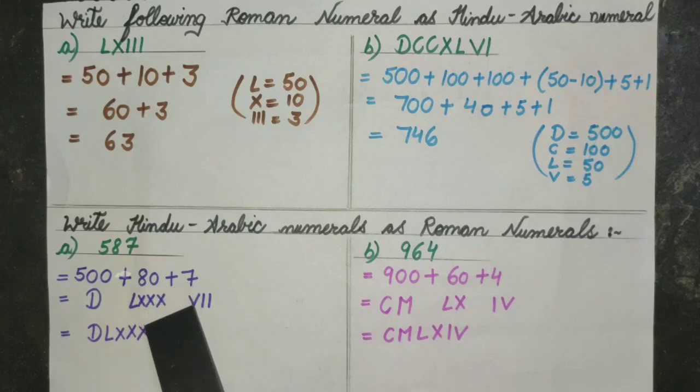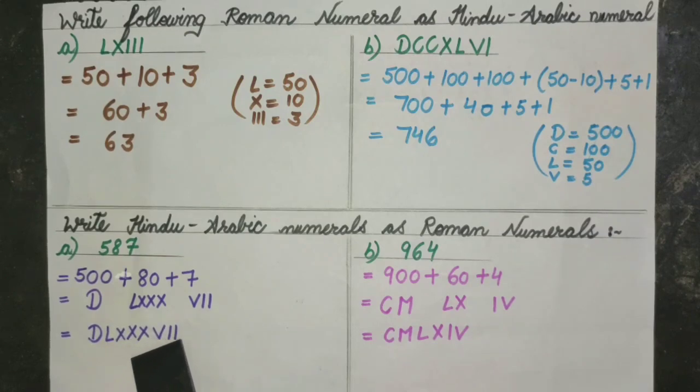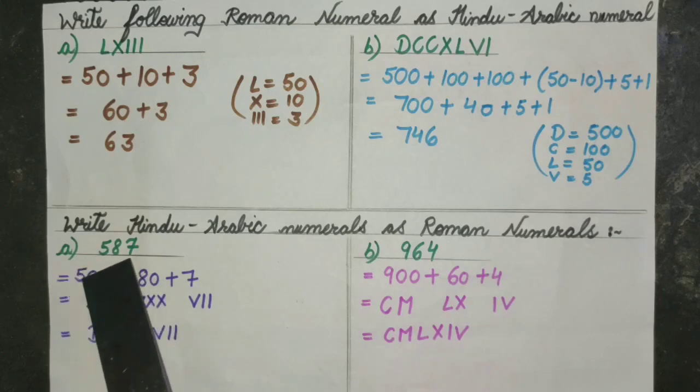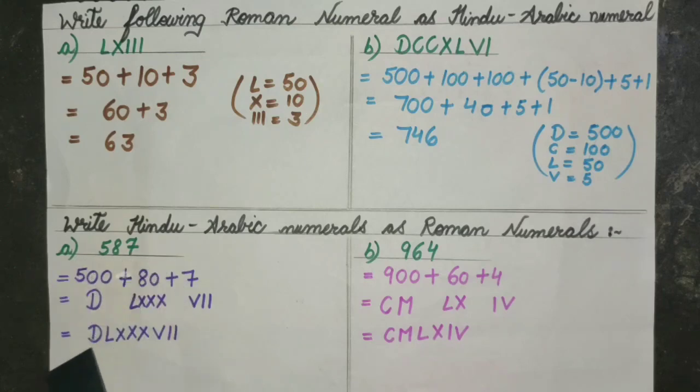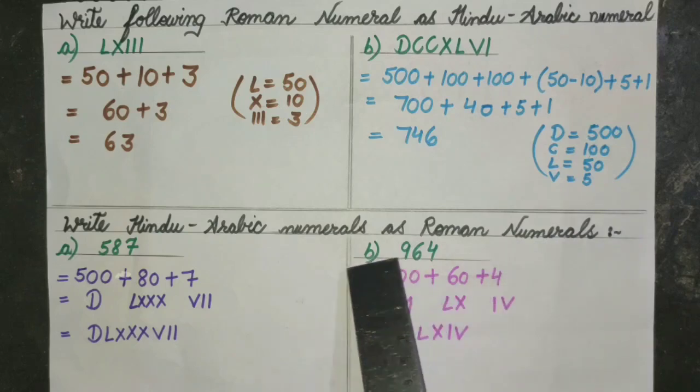And 7 will be written as VII. So collectively, when we join all these letters, it will be D L X X X V I I. It means 587 will be written as DLXXXVII in the Roman numerals. Clear? Let's move to the B part.